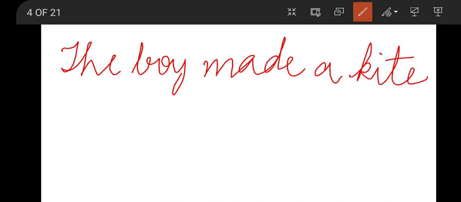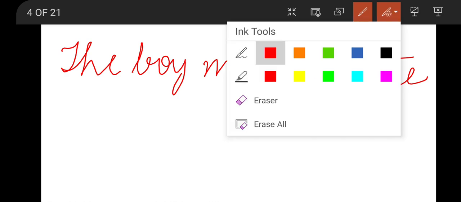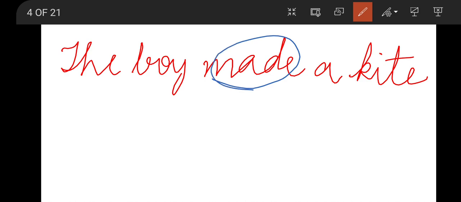In this sentence, I hope you know what is my verb here. My verb is made here. Let me just circle it. What is my subject here? The boy is my subject and kite is my object here. So when we are changing from active to passive voice, children, do remember, I will not say that in every case it is possible, but in maximum places we will find this way of doing it. But there are exceptions in language, children, so please keep that in your mind.